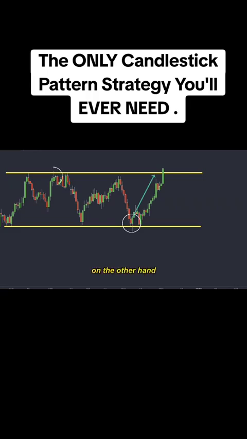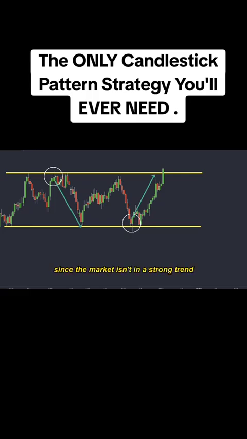On the other hand, when a bearish pin bar forms near resistance, it signals that the market attempted to break higher but got rejected, indicating potential downward movement back toward support, a good opportunity to go short. However, trading pin bars in ranging markets comes with caution.